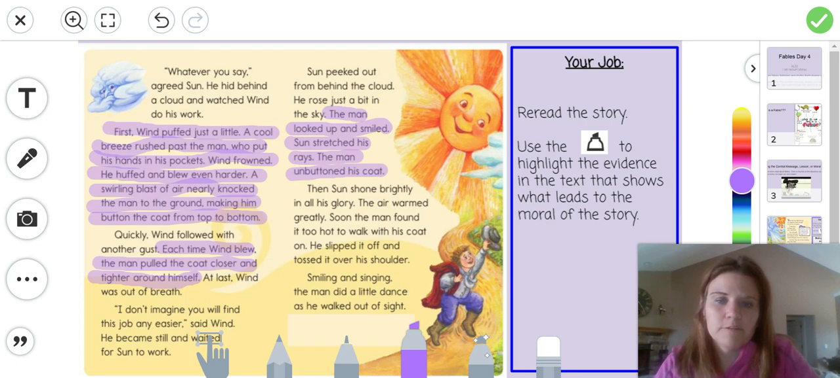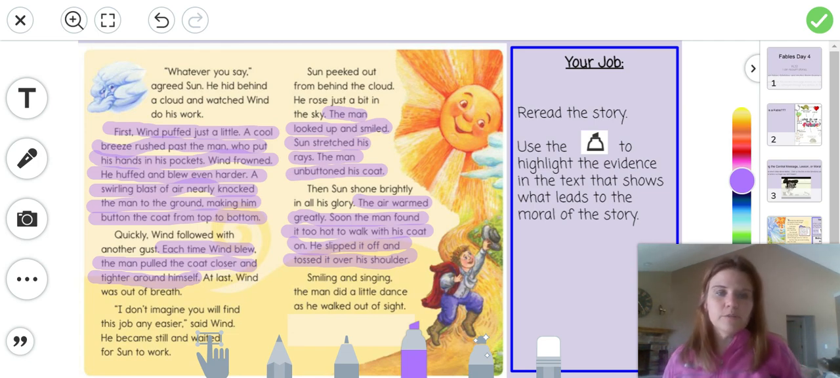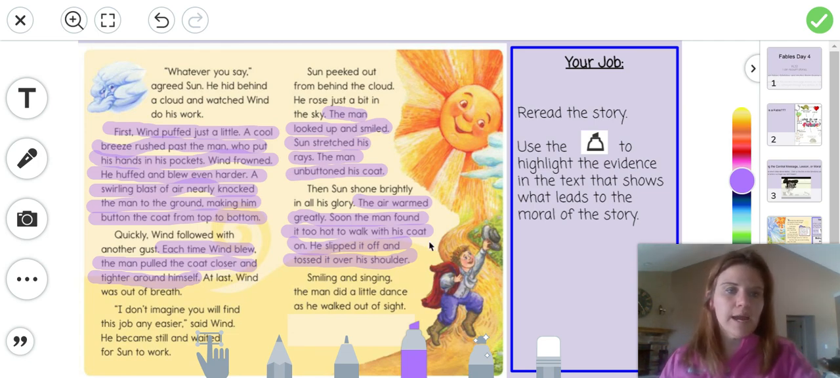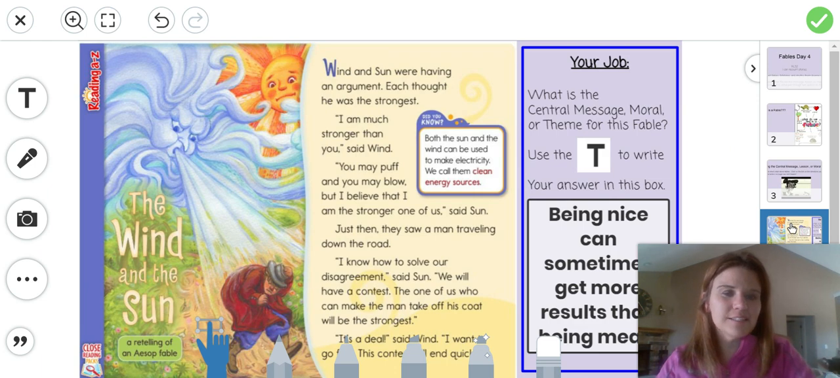Okay, the air warmed greatly. Soon the man found it too hot. He slipped it off and tossed it over his shoulder. So she's being nice, and that's what worked. He took off his coat, right? All right. So those are the details that help support my moral of the story, which I thought was being nice can sometimes get more results than being mean.